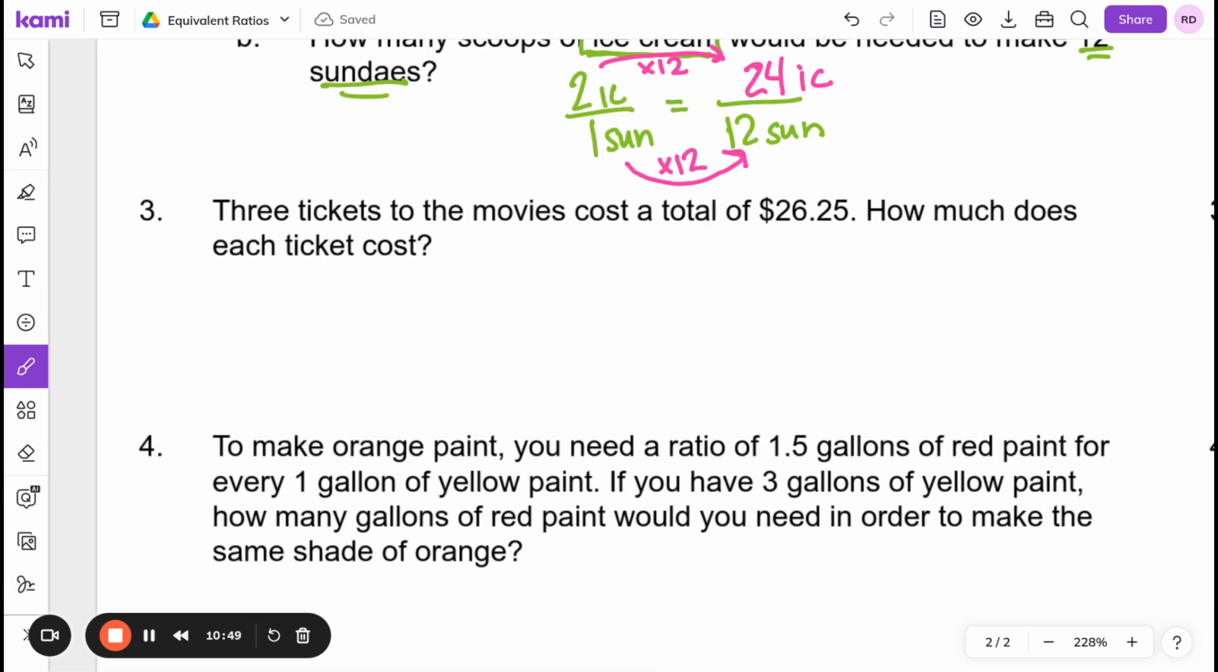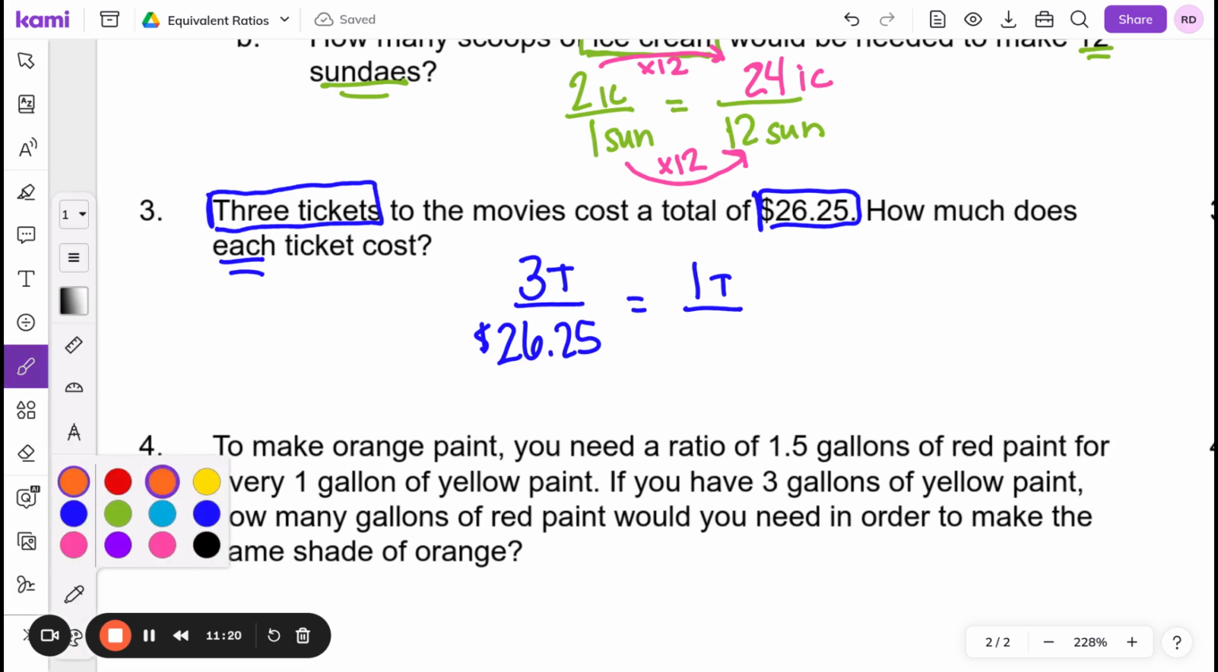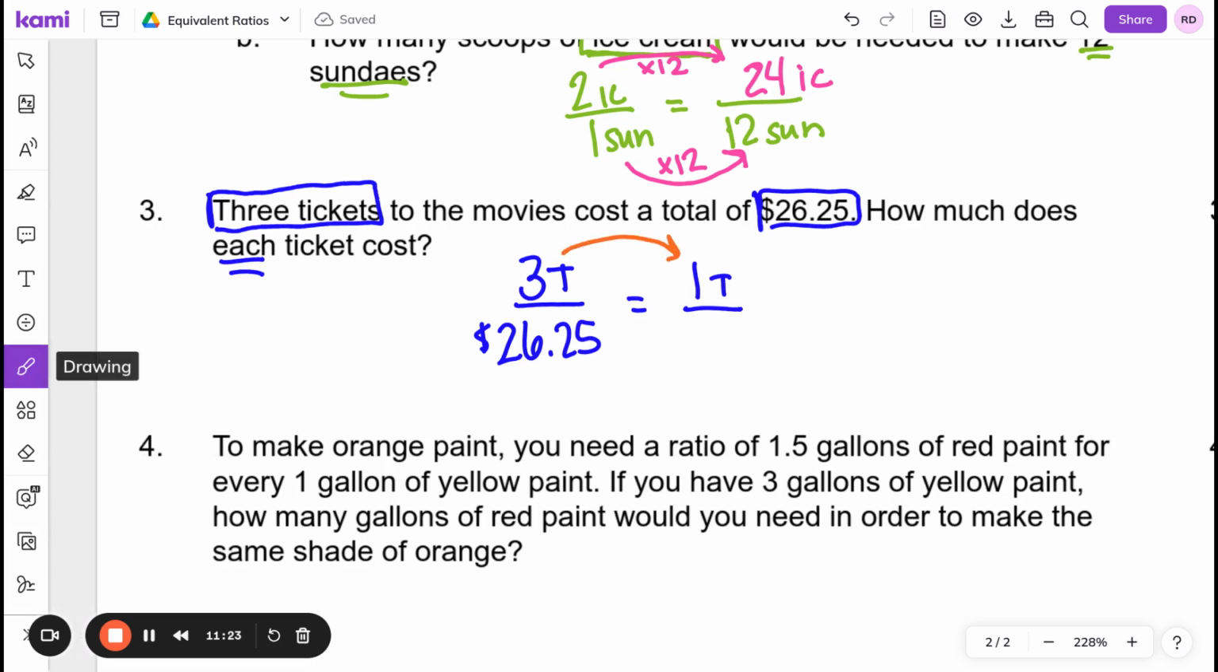All right, keeping it going. Problem 3. 3 tickets to the movies cost a total of $26.25. How much does each ticket cost? So this one's written a little differently, but we have this 3 tickets for $26.25. So that's our starting ratio. 3 tickets, $26.25. And we're looking for the cost of each ticket, which is 1 ticket. So how do we turn a 3 into a 1? We divide by 3. Whatever you do to the top, you do to the bottom.